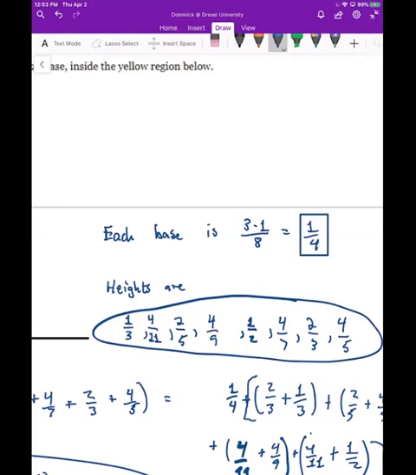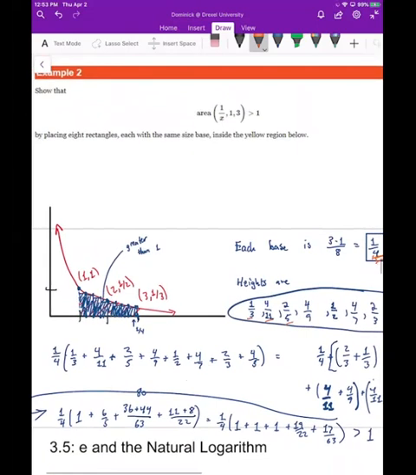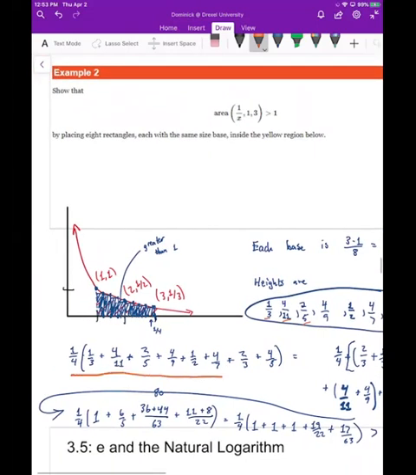So in order to get all the rectangles, you need to do base times height for all of them. So you need to do 1/4 times 1/3. You need to do 1/4 times 4 over 11, 1/4 times 2 over 5, so on and so forth, and add them all together, which is going to be given by this equation here.